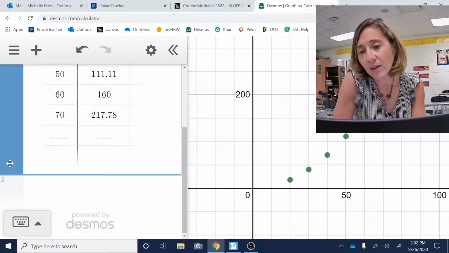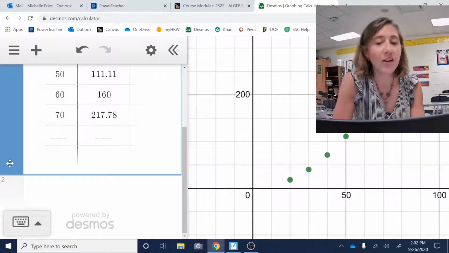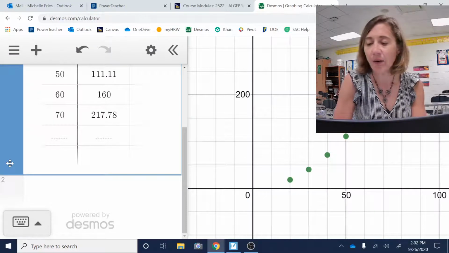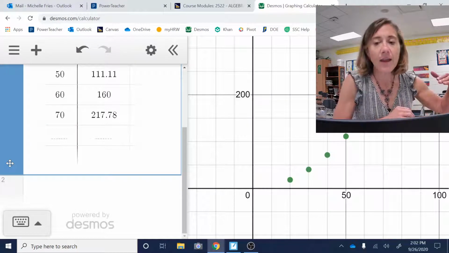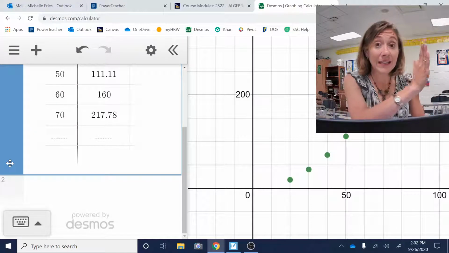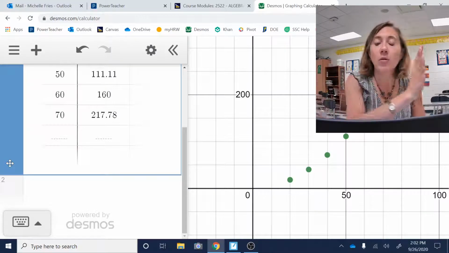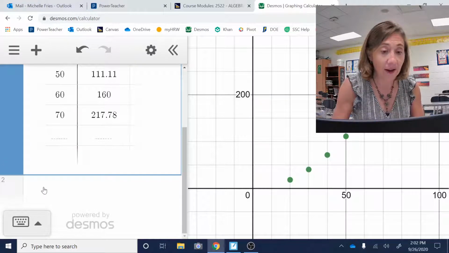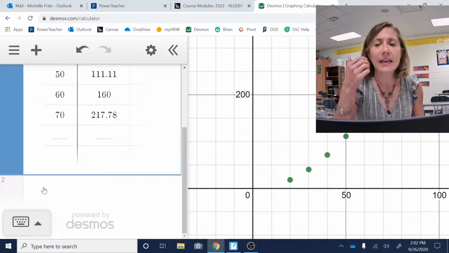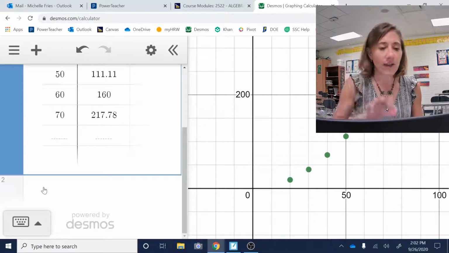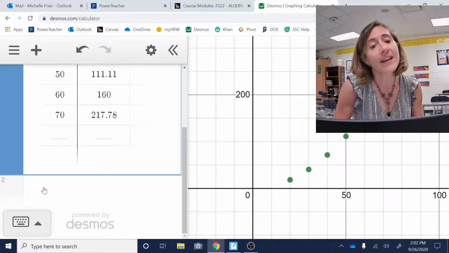Okay, so when I look at these points, they don't really look linear to me. It's not really making a line. It's kind of picking up as it goes, like it's getting steeper as it goes. So I'm thinking that would fit part of a parabola. If I look at it and I think, yeah, this is fitting a curve like a parabola, I want to know what that curve is.